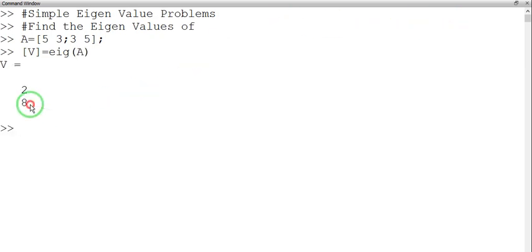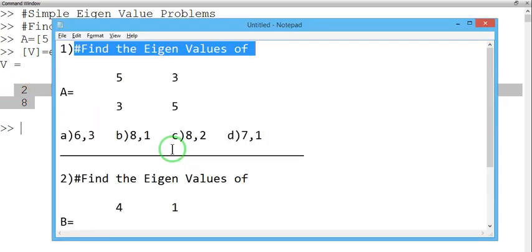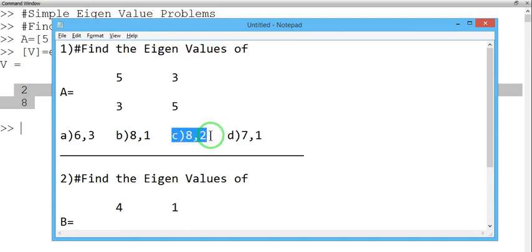So this is the eigenvalue. So let us check where is the answer. 2, 8. So the option C is the correct answer.